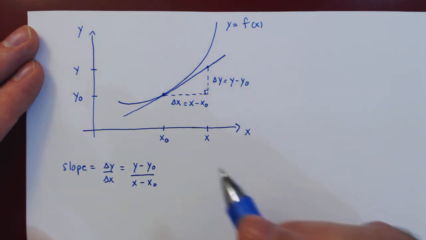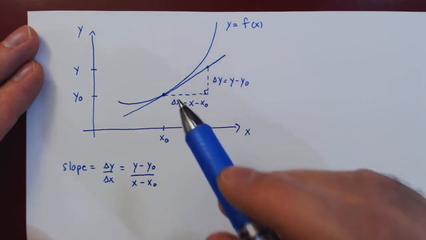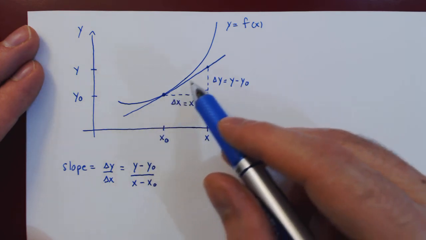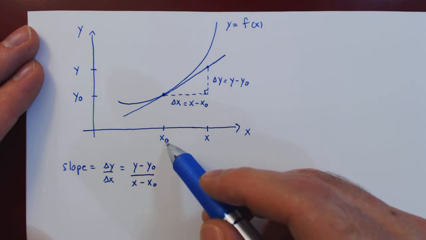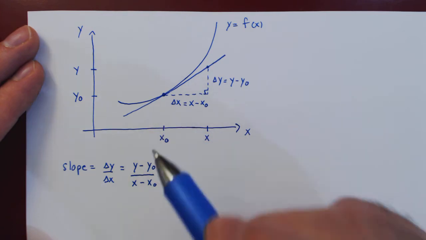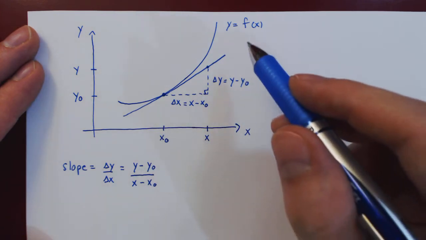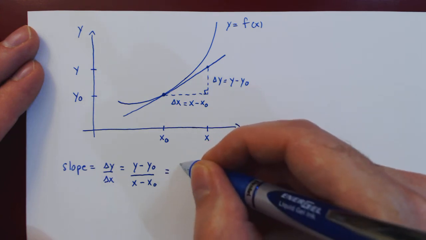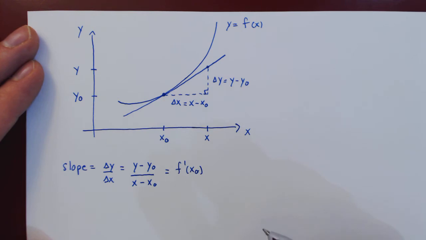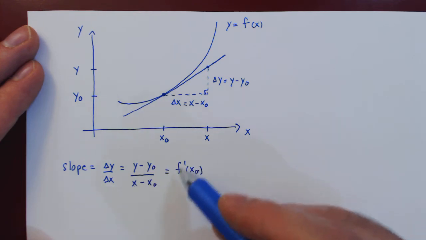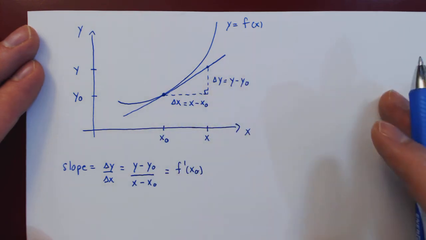But there is another way to find the slope of the tangent line. If you recall, by definition, the slope of the tangent line to the function f of x at the point x0 is the derivative of the function at the point of tangency x0. So two separate ways to obtain the slope of our tangent line.